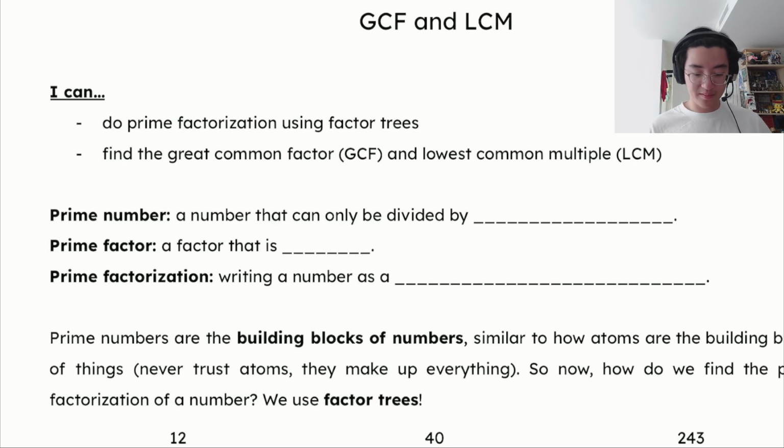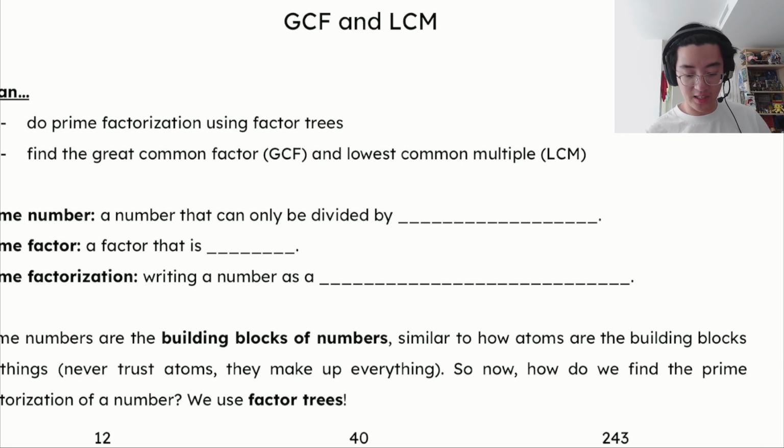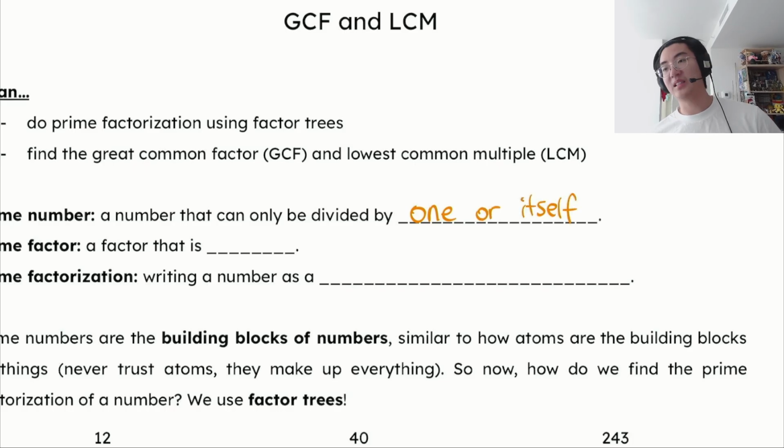A prime number is a number that can be only divided by 1 or itself. So things like 2: 2 is only divisible by 2 or 1. Or the number 7, it can be only divided by 1 or 7. 4 can be divided by 1, 4, and also 2. So 4 is not a prime number.